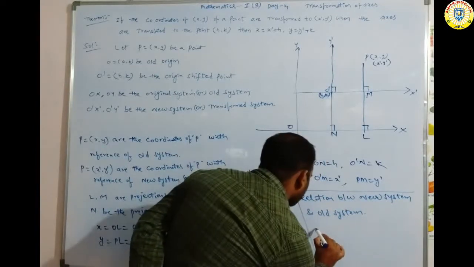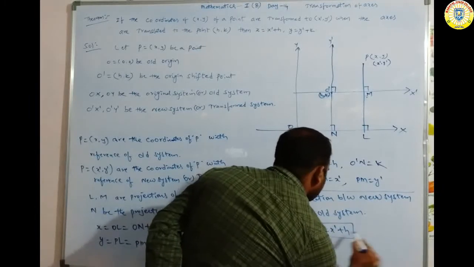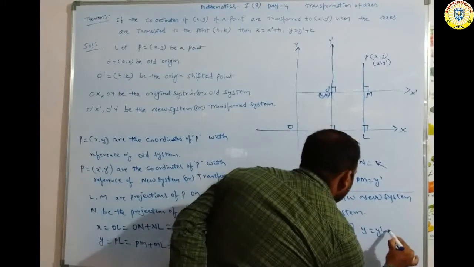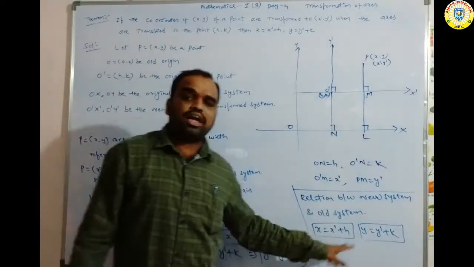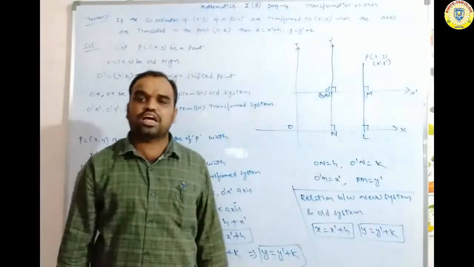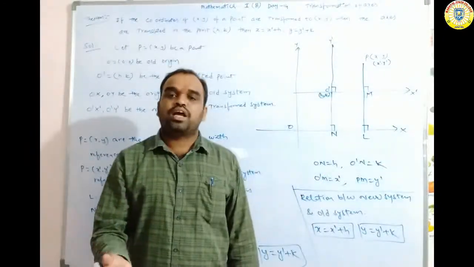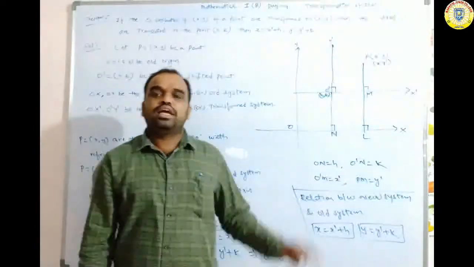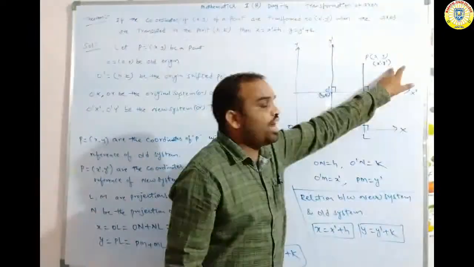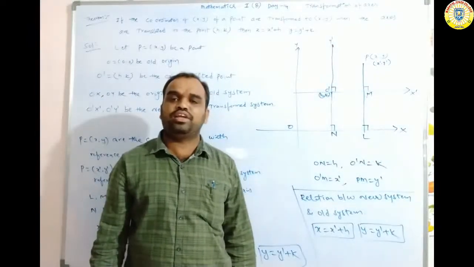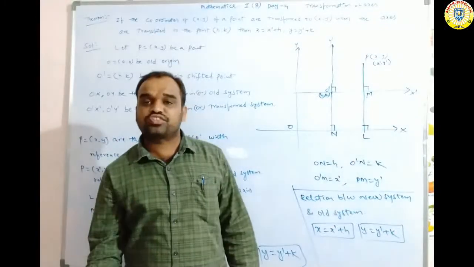Relation between new system and old system: x = x' + h, y = y' + k. Always remember this one. Small x, small y are the coordinates of the point P with reference to which system? The old system, otherwise the original system. Here x', y' are the coordinates of point P with reference to which system? The new system, otherwise the transformed system.